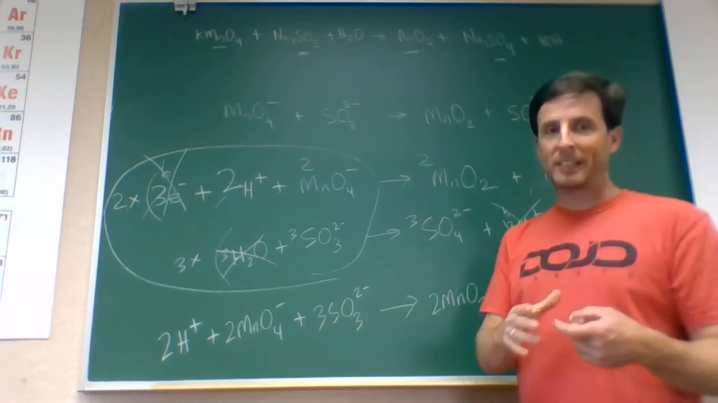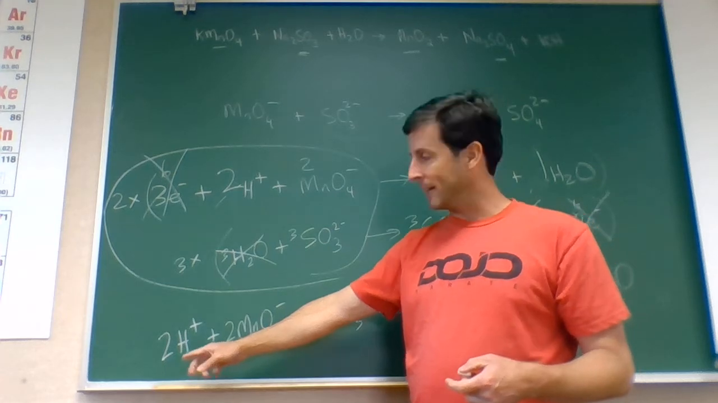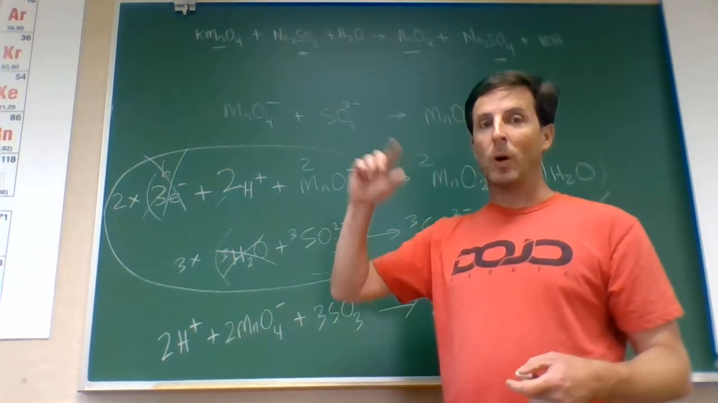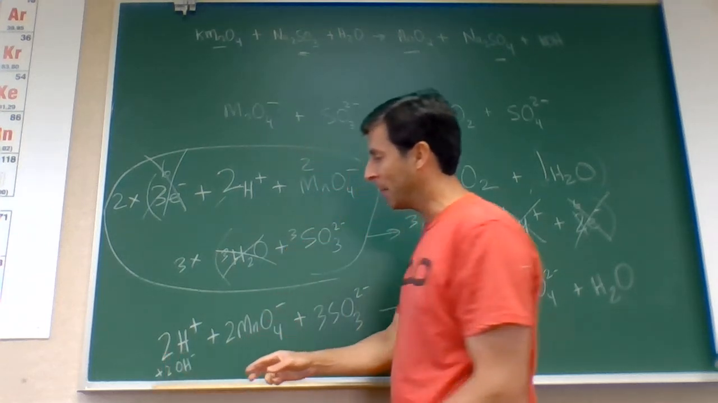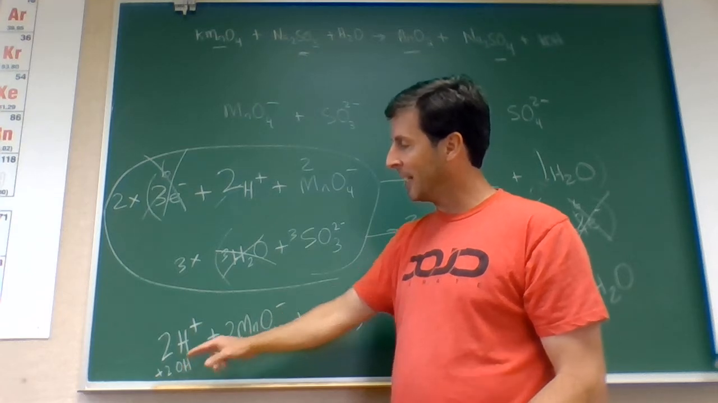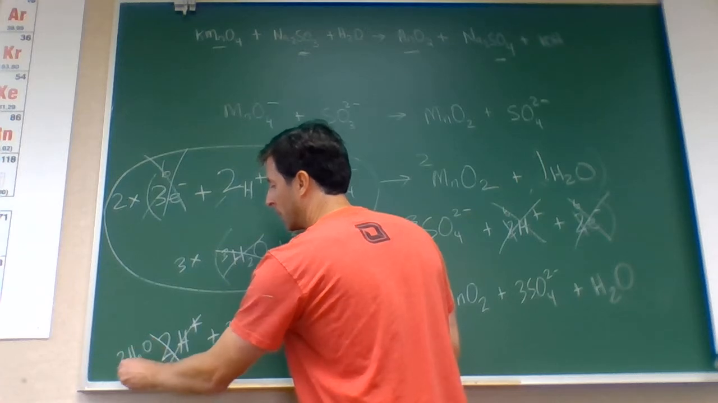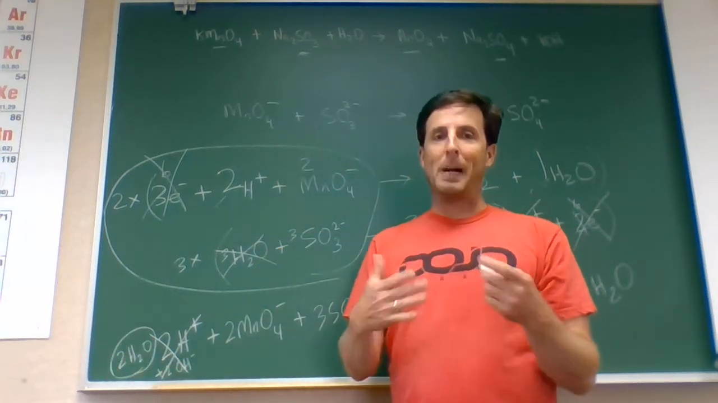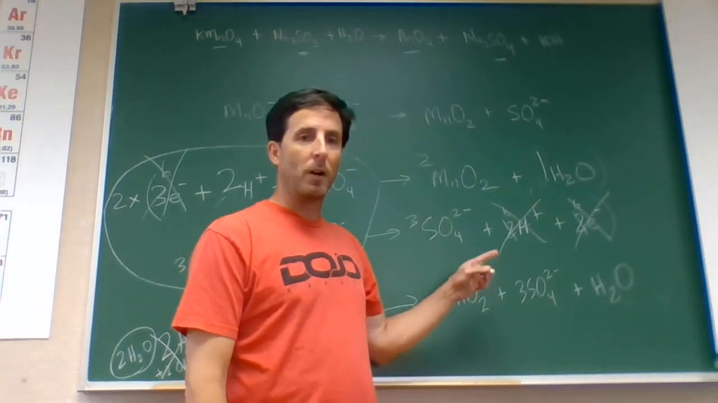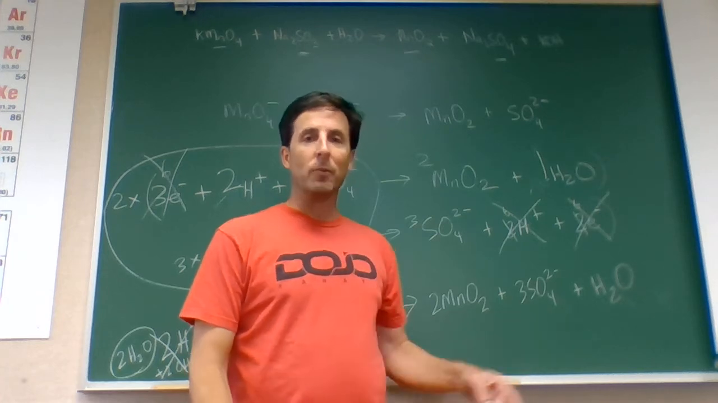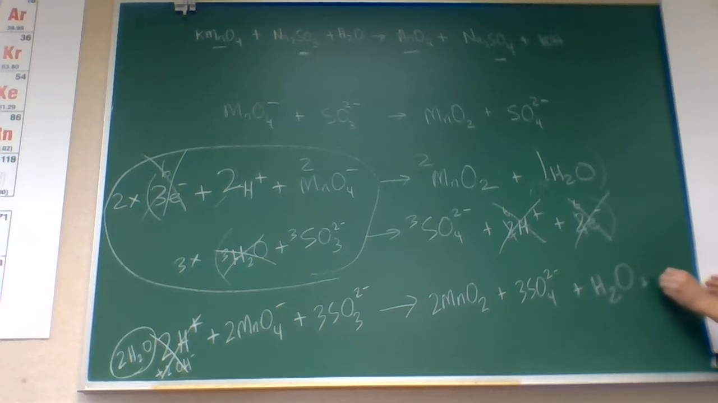We need to add hydroxides to get rid of the H plus. And the way we do that is if I have 2 H pluses, I'm going to add 2 OH minuses. And if I combine 2 H pluses and 2 OH minuses, they're going to combine to become 2 waters. But this is a balanced equation. If I add 2 H pluses to my left side, I need to add 2 OH minuses to my right side also. I have to add the same thing on both sides. So I'm going to come over here and also add 2 OH minuses.